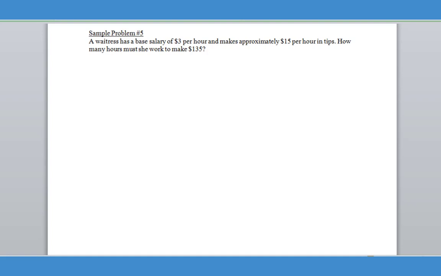Well, first off the bat, whatever it's asking me to find, that's typically going to represent my variable. So let's talk about this. We're looking for total pay. Alright, so we're looking for a total pay, and my total pay is basically made up of my base pay plus my tip. So that's a verbal model that I can use. Now, if I use the information from the problem, I can see that I'm looking to see how much it'll take me to make a total pay of $135. So my total pay is represented by $135.